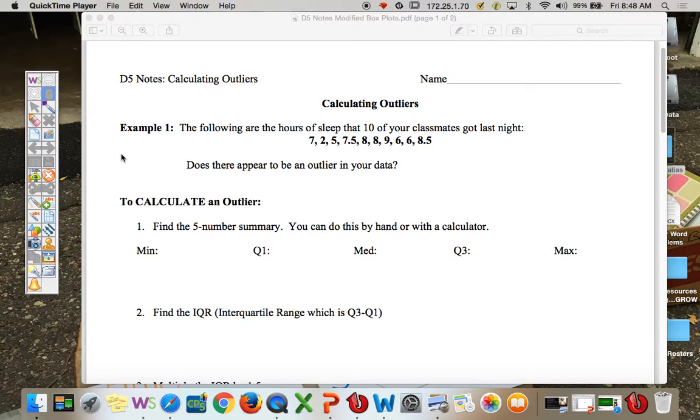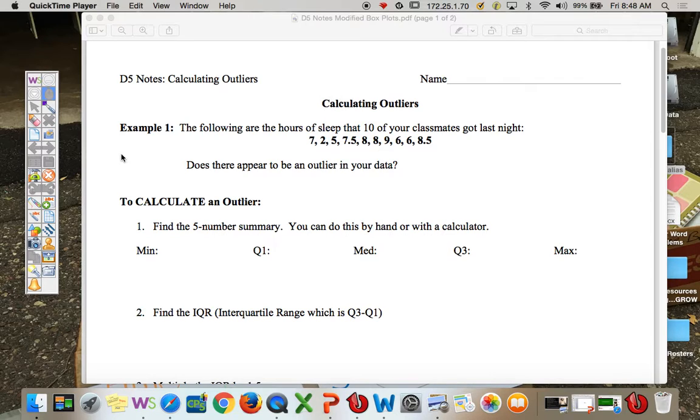Looked at how to make a 5-number summary, and with that 5-number summary you should now be able to make a box plot. So today we're going to look at what happens if there's outliers or some pieces of data that doesn't seem to fit all the numbers in your 5-number summary. So let's do a couple examples together.